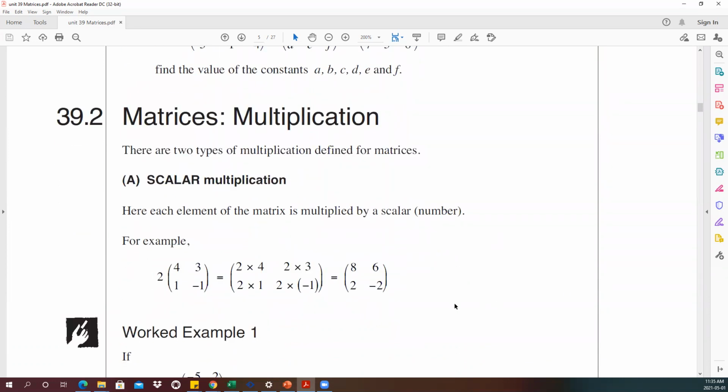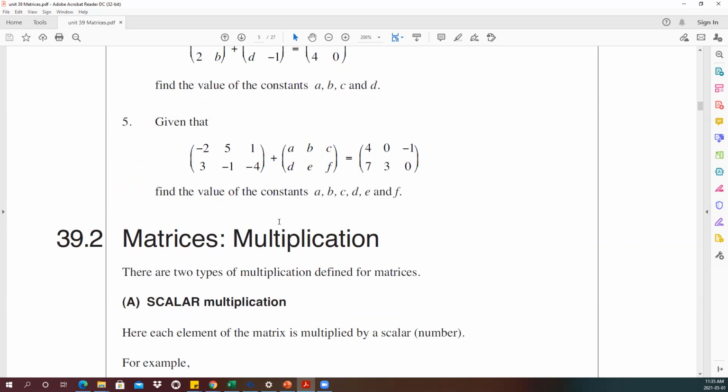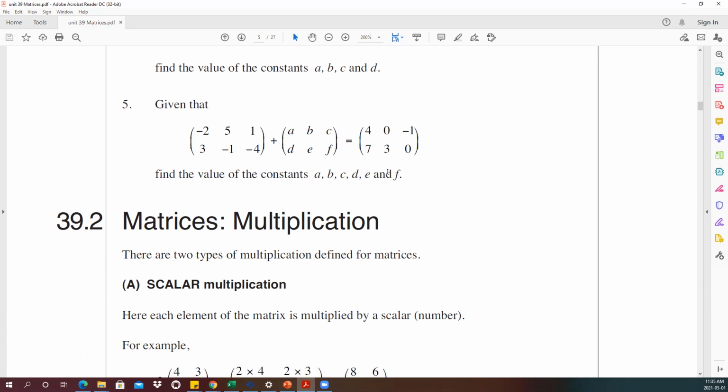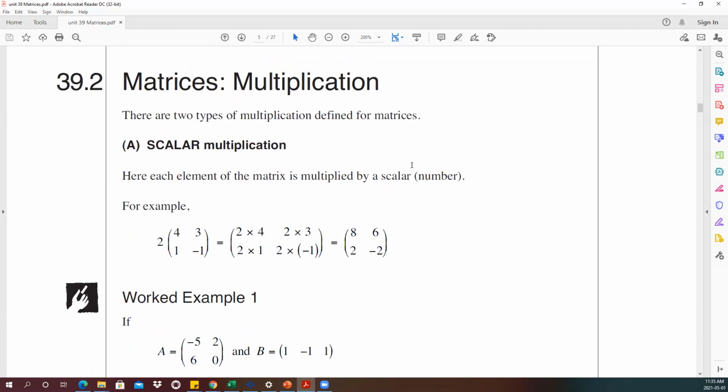Now we'll get into the more interesting section, right? The more interesting section now is matrix multiplication. But before I continue, are there any questions related to the addition and subtraction of matrices? Any questions? Going once? Going twice? Okay, sold. All right, so let's go to matrix multiplication now.